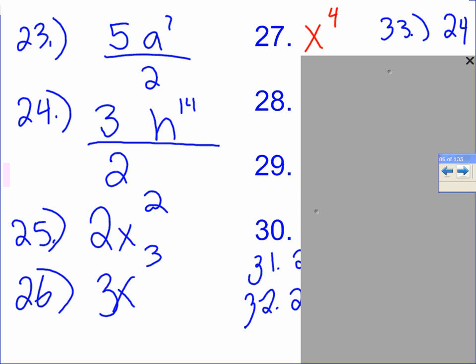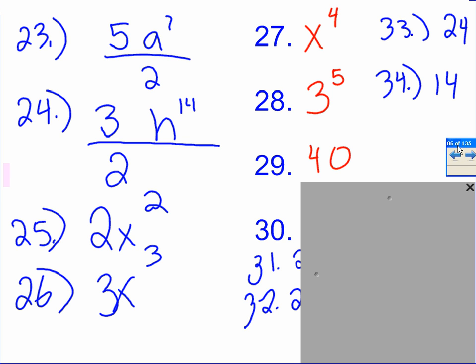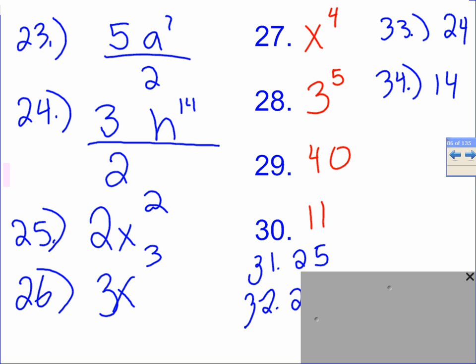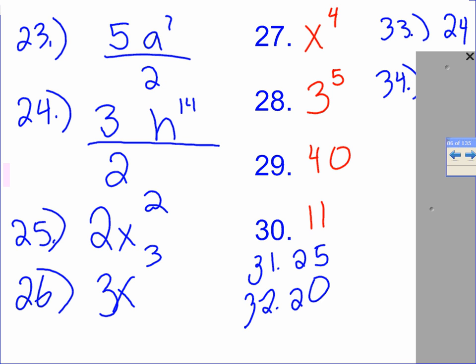28. Charles, what'd you get? Say that again? 35. Not 35. You mean 3 to the 5th? Yes. Okay. That's what I thought. 3 to the 5th times larger. That's okay. Emma H, 29. Good. Alyssa, 30. Good. 11. Donatus, 31. Good. 25. 32. Jeremy. Good. Matt, 33. Good. 24. And then 34.